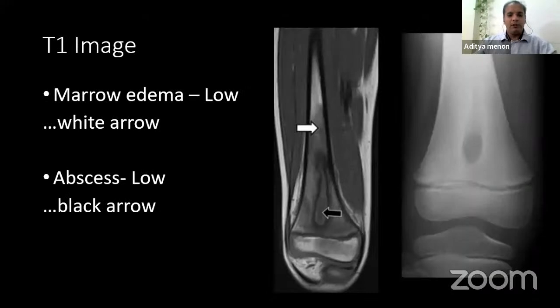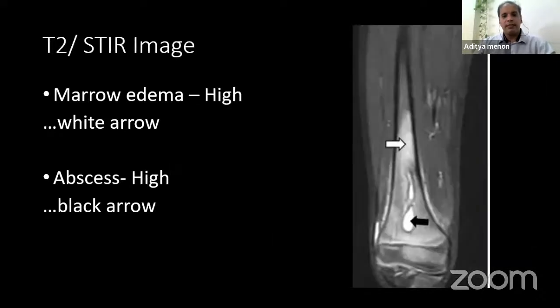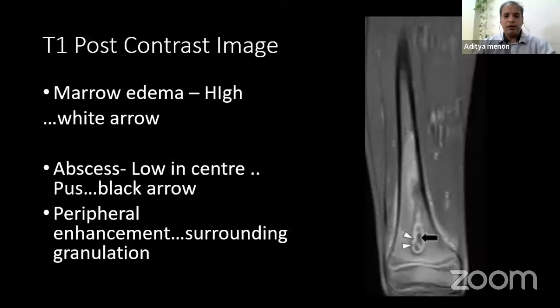I'll give you one example. This is a T1 image showing marrow edema. The white arrow on top shows marrow edema, so that's low or black. The abscess in the lower third of the metaphysis, in the lower end of the metaphysis, is again black on T1 image. On the X-ray, you can see the lytic area that corresponds with the intraosseous abscess. Both are black or low on T1 image. As far as the T2 image is concerned, both are white, intense, high. So the white arrow on top is the bone marrow edema, the black arrow below is the abscess. Now look at the contrast. In contrast, the marrow is still white because the blood goes there.